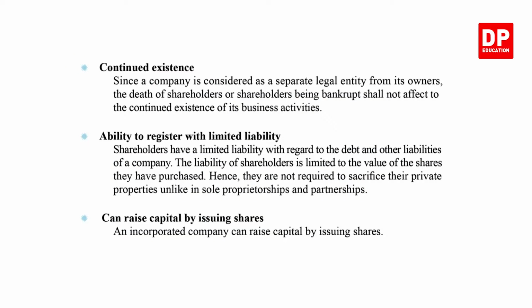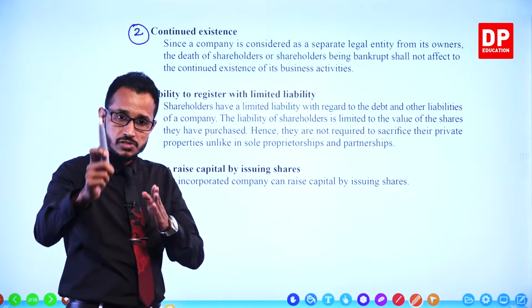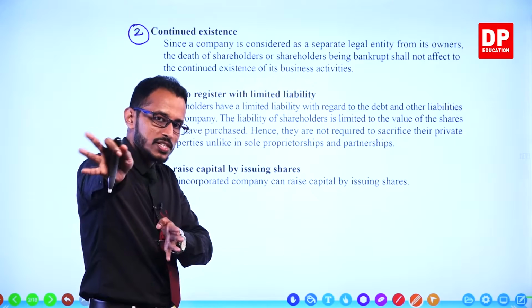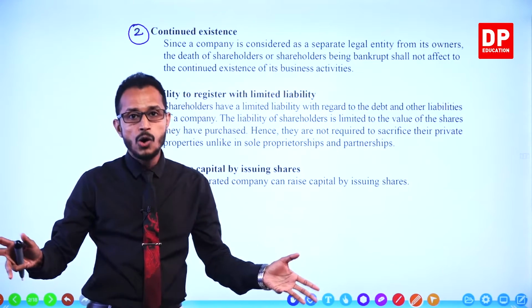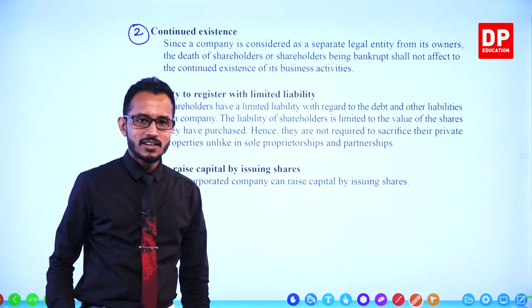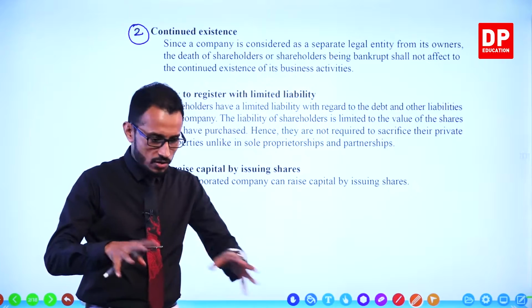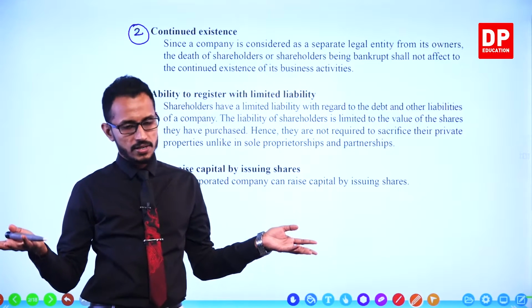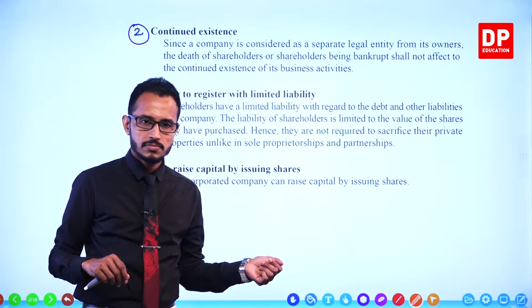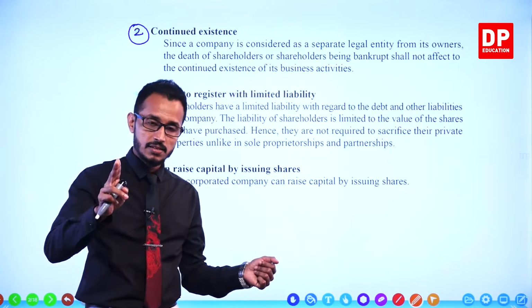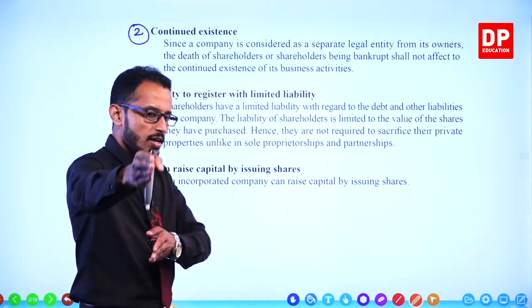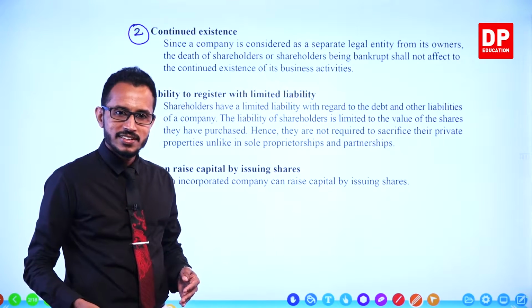Okay. Continued existence, second feature. A company will continue, children. It will continue to do business, even though the shareholders are gone. I'm sure that you understand. Even though shareholders change, the company will continue to do business because it's a legal person. Legally, a company is a person. A limited company is a person. So it can move ahead by itself.